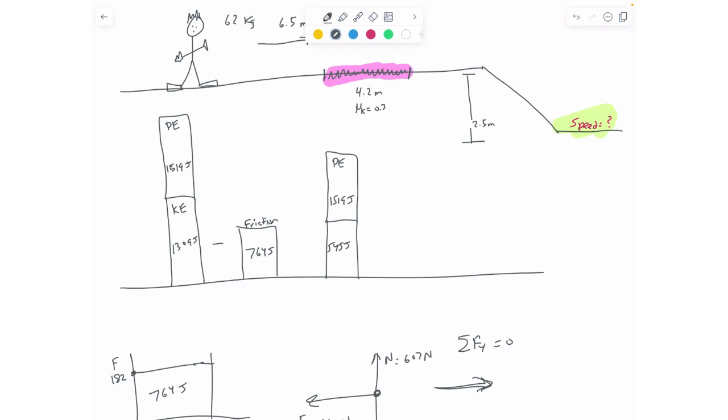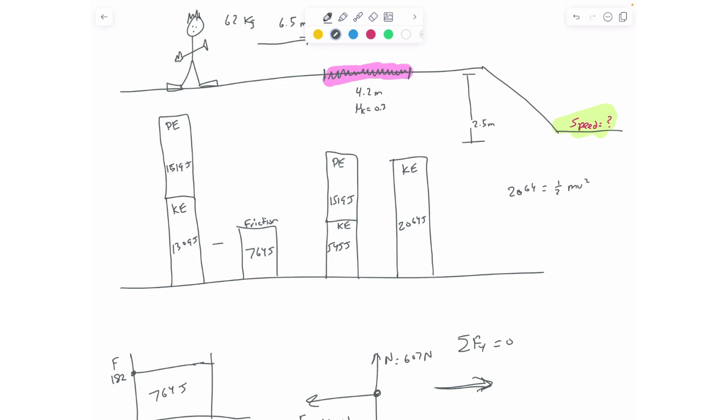But something happens. He now goes from here to here. So he now takes all his potential energy, and now his potential energy has been converted completely into kinetic energy because there's no friction here. So finally, everything is now kinetic energy. So now this whole thing is kinetic energy, right? We took 1519 plus 545, and you end up with 2064 joules, right?